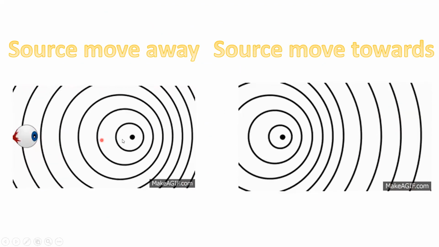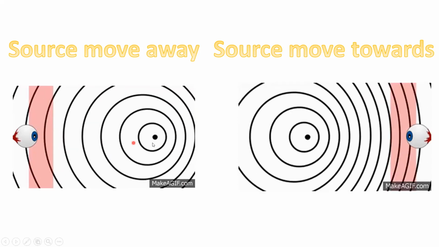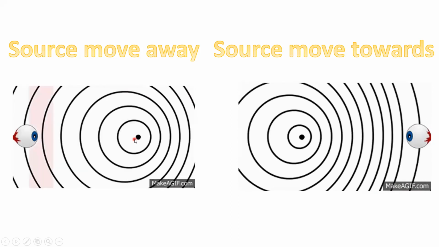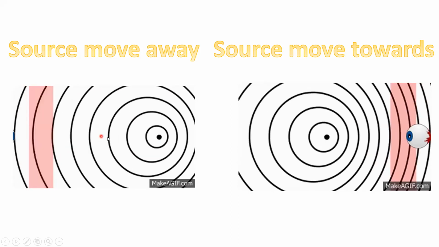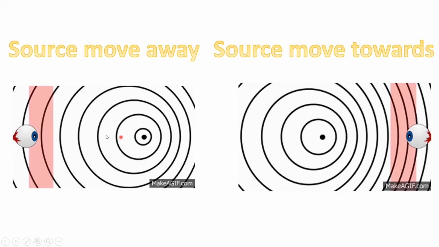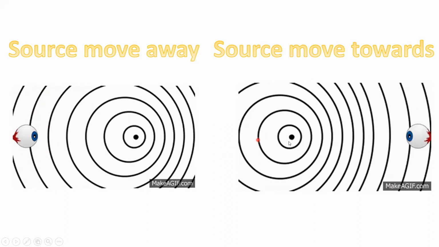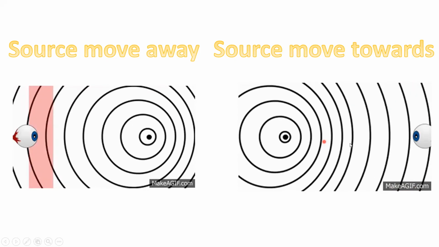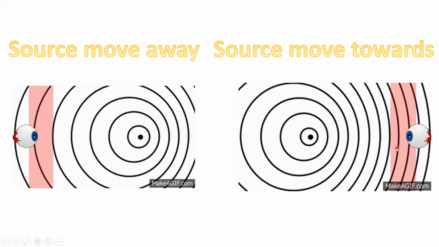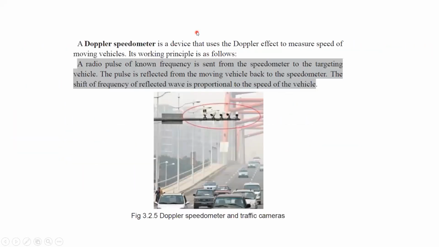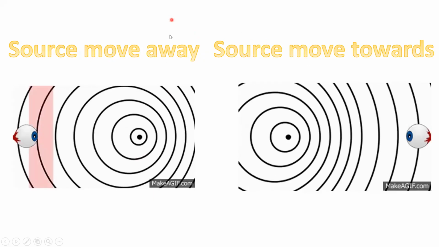On the right-hand side, the source is moving towards the observer. What we observe here is the observer, the eye. As you can see, when the source is moving away from the observer, the distance between the two wavefronts increases, so the observer will receive a longer wavelength. The opposite will happen if the source is moving towards the observer.